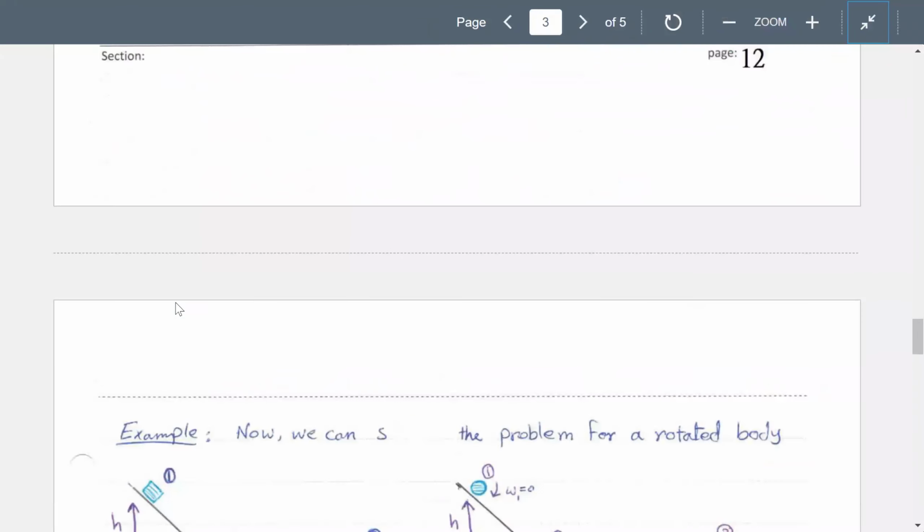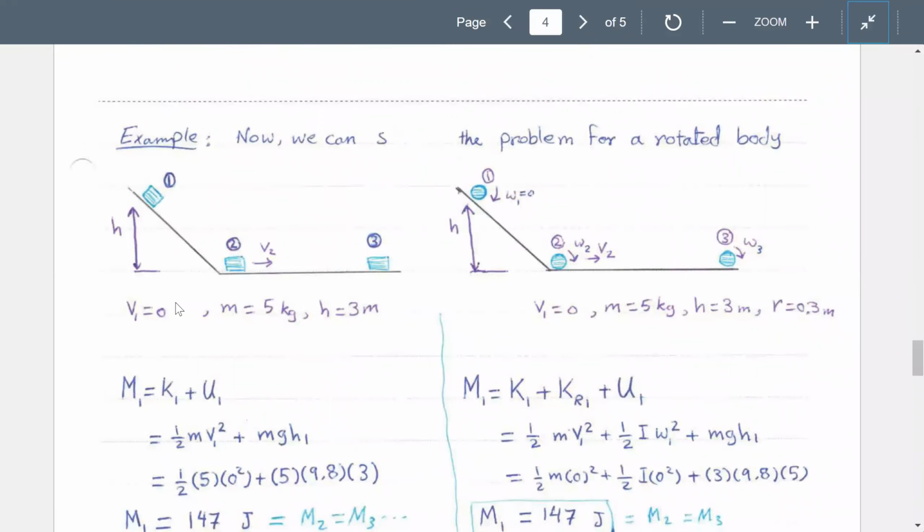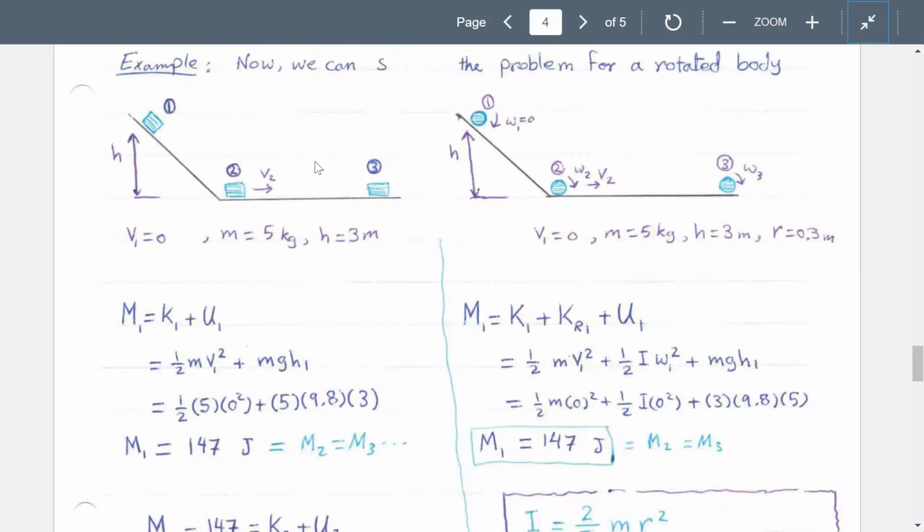Okay, I think there's an example. Yes, we have it. Okay, look at this example. This example contains the old example and the new example. We need to see the difference between them. Look at the old one. We have a system, a hill, a mass. This mass is initially at point number 1, then at point number 2, then at point number 3. We solved this example from before.